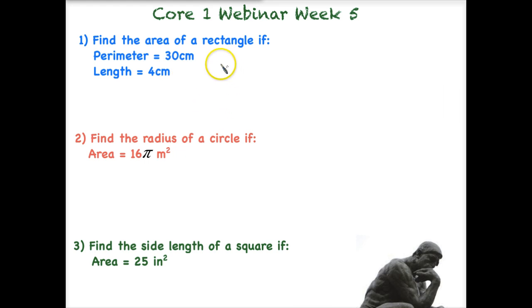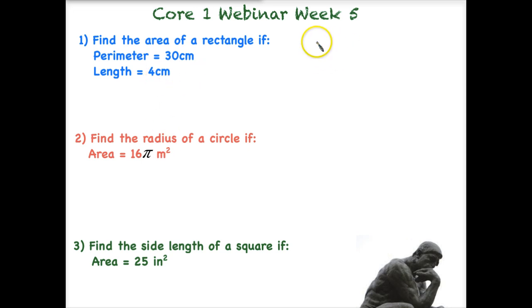So it says, find the area of a rectangle. So here's what we're looking for. We're looking for area. And right away, our brain should be thinking of strategies. Okay, if I need area, then I need to know the length and the width because it's a rectangle. So find the area of a rectangle, if the perimeter is 30 centimeters and we know the length is 4 centimeters. So it's kind of tricky, right? Because I have length, but I don't have width.